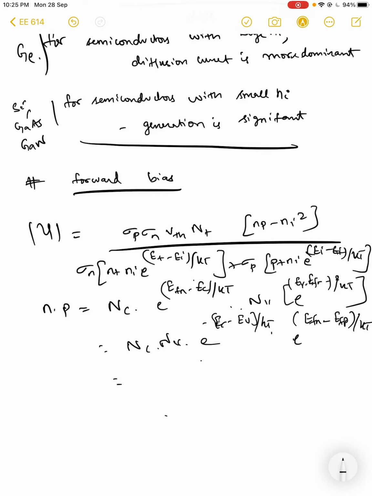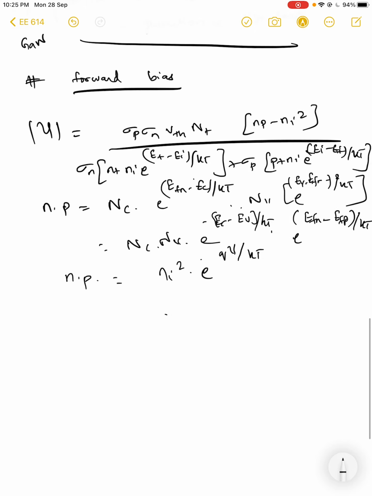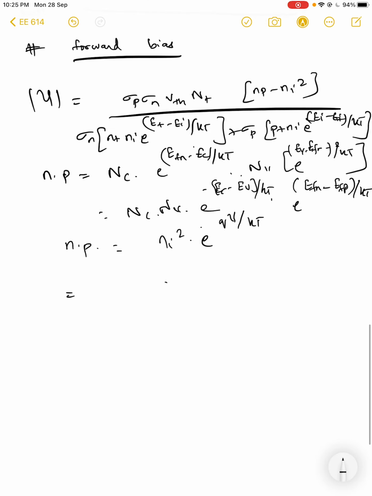And you know this initial term is ni square. e power (Efn minus Efp) is the difference in the quasi-Fermi levels, which we know to be equal to the applied potential, right, from our previous terms. So basically your n into p is ni square e power qV by kBT. I'm going to put this back into our expression.